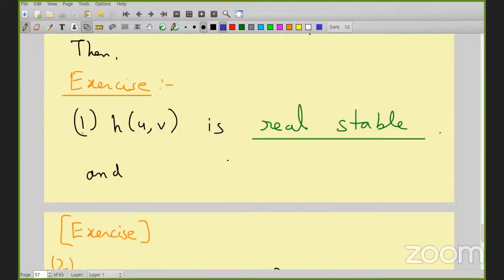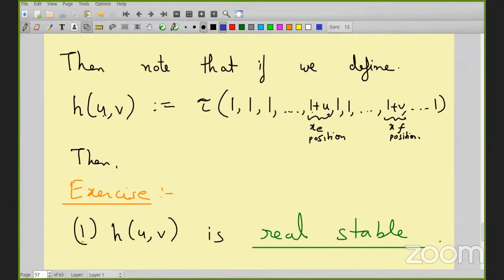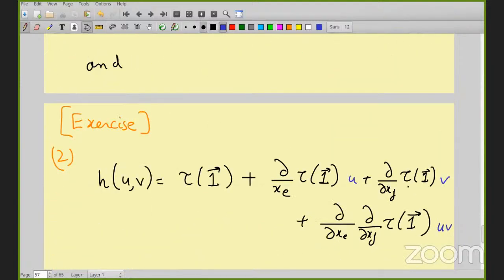So you can actually write down. So you can see that the constant term of this is actually tau 1, that you can easily see because you just put u and v equal to 0. That's the constant term. Tau is 1. The degree is at most 2. So the linear term, you can show that it is the derivative of tau, the derivative with respect to the x_e variable of tau, and then put 1s everywhere. That's what this means. And then the v variable is where you do the same thing with f, and the uv term, the quadratic term, is when you take both the derivatives.